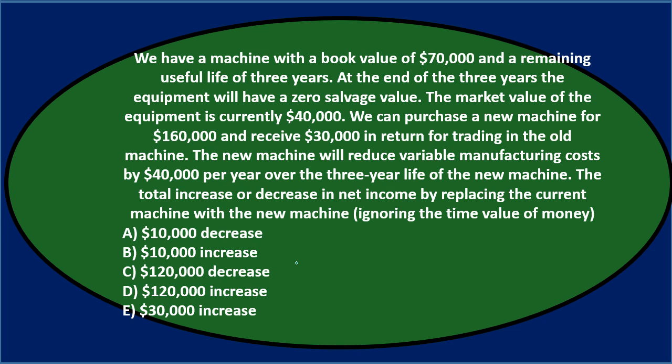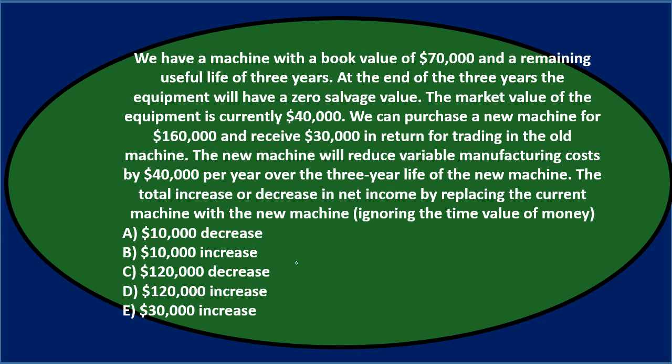So the last sentence: the total increase or decrease in net income by replacing the current machine with the new machine, ignoring time value of money. So it basically tells us what we're going to do right there. We're going to have a machine problem. We've got an old machine. We've got a new machine. The question is, should we replace the old machine with the new machine? That's a typical kind of managerial accounting question. We know the scenario now.